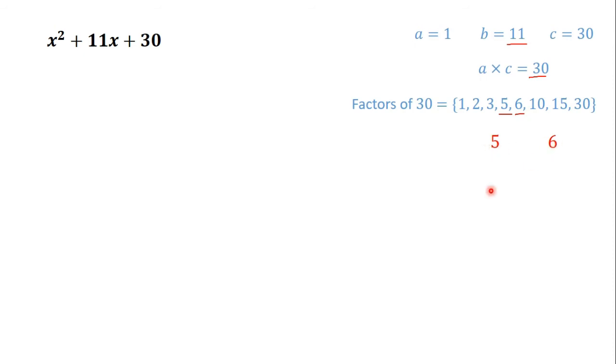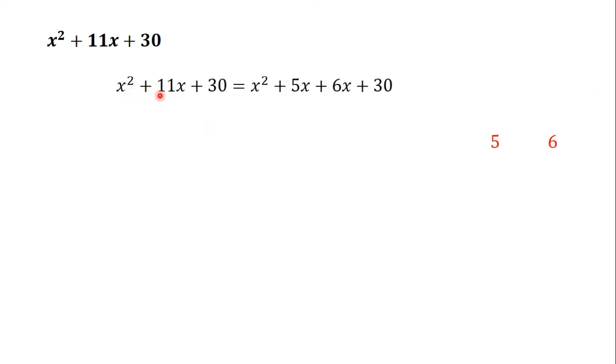Now, after you have found those two numbers, that is 5 and 6, you replace B with those two numbers. So here B is 11. So we are going to replace 11 with these two numbers. The two numbers are 5 and 6. So we are going to replace 11x with 5x and 6x.